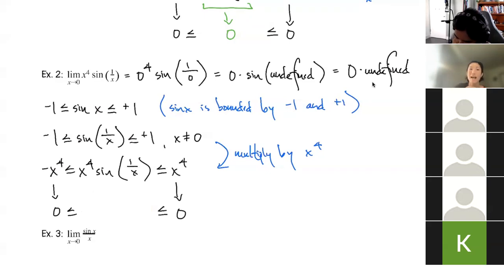So it's almost like I couldn't find it directly. So I had to find some things that were happening around it and then use that to tell me what's happening in the middle. Okay. And so since this goes to 0, we would write our final answer by saying the limit as x approaches 0 of x to the 4th sine of 1 over x equals 0.